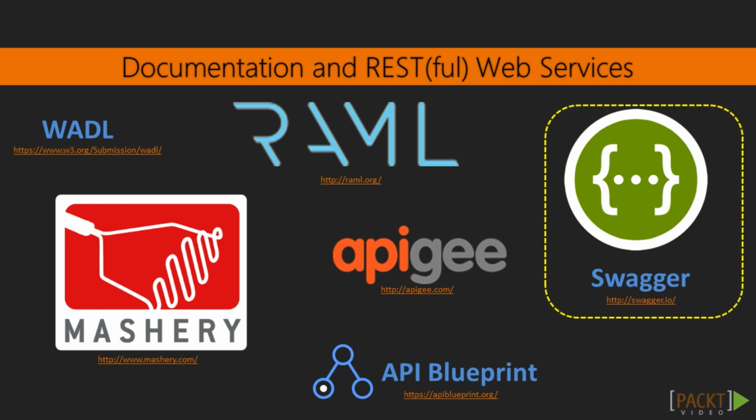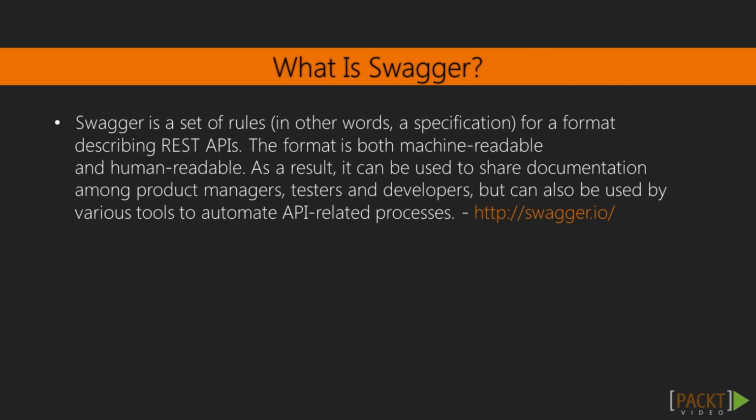Let us take a closer look at what Swagger actually is. The goal of Swagger is to define a standard language-agnostic interface to RESTful web services and APIs. The presence of such an interface is going to provide a way to discover the capabilities of any API or web service, without the need to have access to the source code.